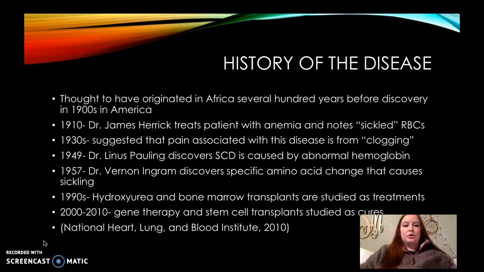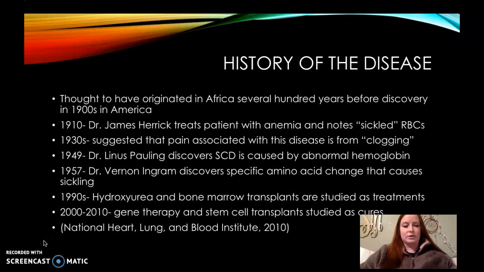In the 1930s, it is suggested that pain associated with this disease is from the clogging of sickled cells in blood vessels. In 1949, Dr. Linus Pauling discovers that sickle cell disease is caused by an abnormal hemoglobin. In 1957, Dr. Vernon Ingram discovers specific amino acid changes that cause the sickling.